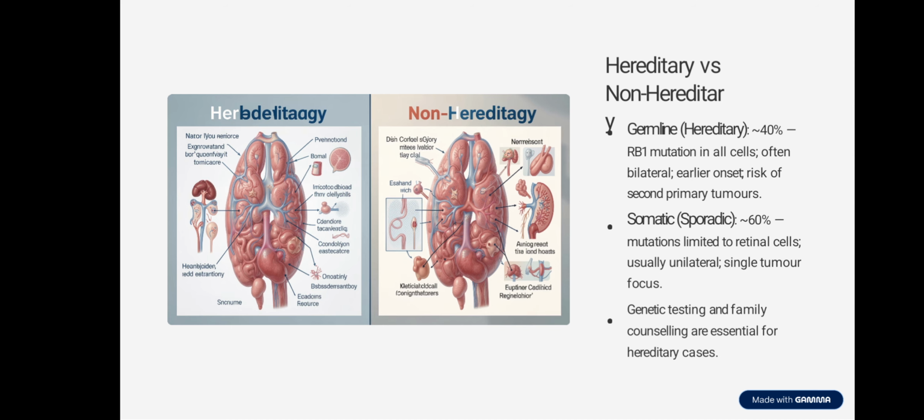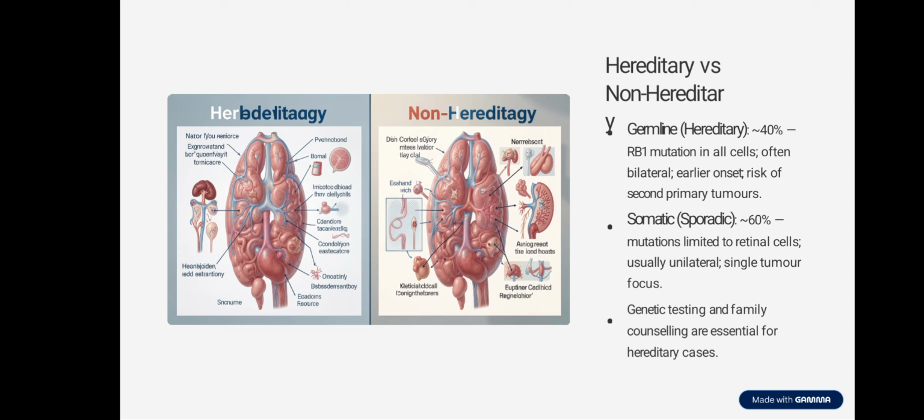Moving on to hereditary versus non-hereditary retinoblastoma. Germline, hereditary, constitutes about 40%. RB1 mutation is in all cells, often bilateral, with earlier onset and risk of second primary tumors. Whereas somatic, that is sporadic, constitutes 60%. Mutations are limited to retinal cells, and it is usually unilateral, with a single tumor focus.